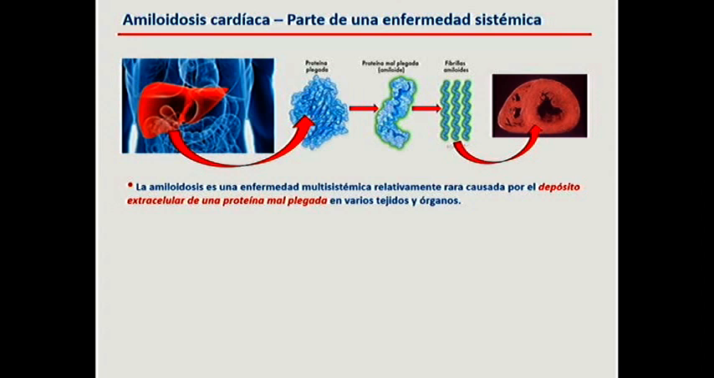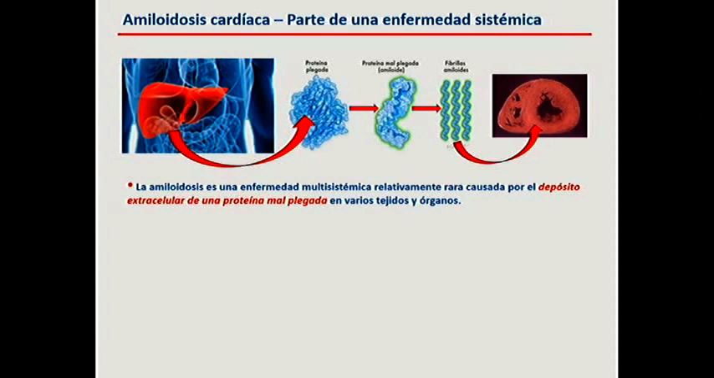So what is this about? Amyloidosis is considered to be a multisystemic disease, and it's relatively rare, but not so much as we thought. It is caused by extracellular deposits of protein in several tissues and organs, a protein that suffers a misfolding, and that's why it cannot perform its normal function, and it's deposited in some organs.